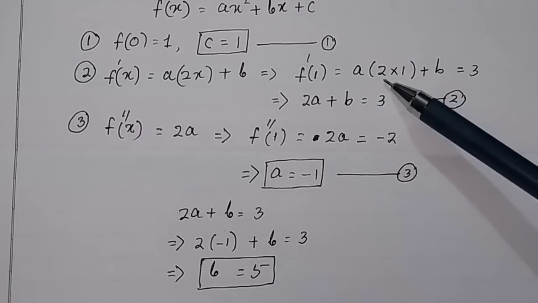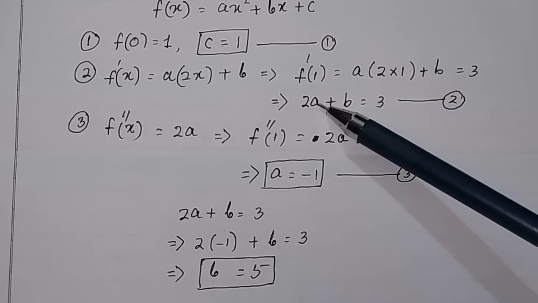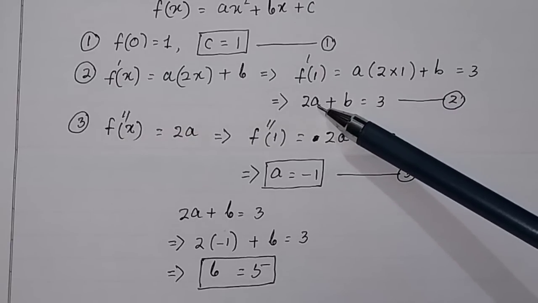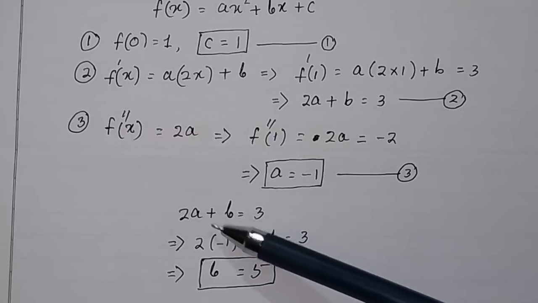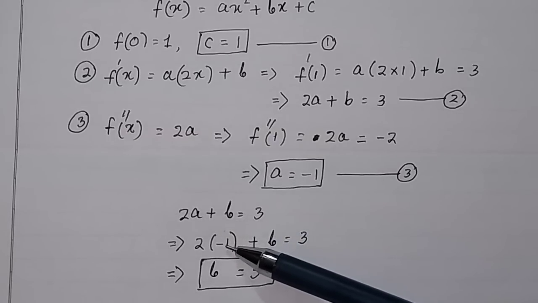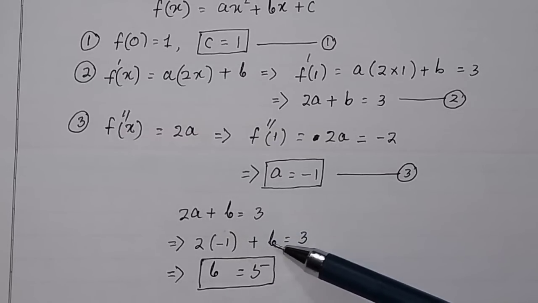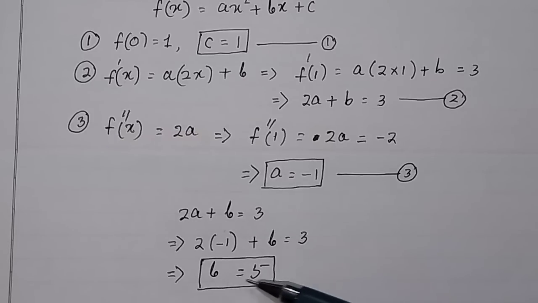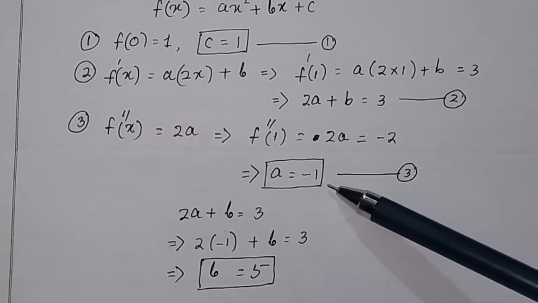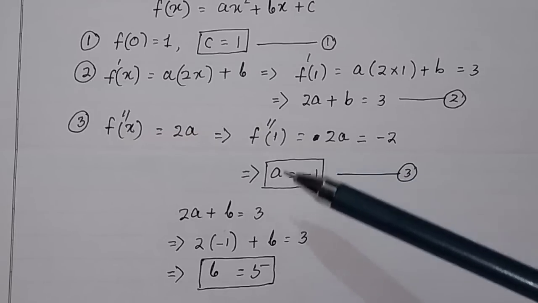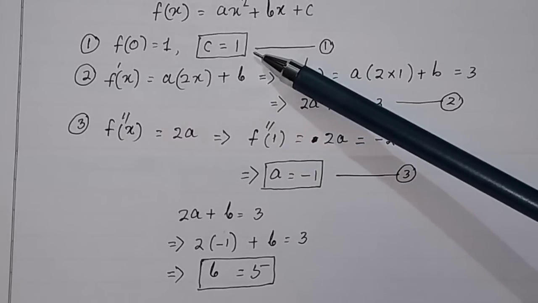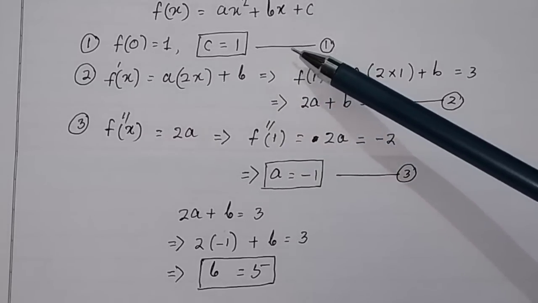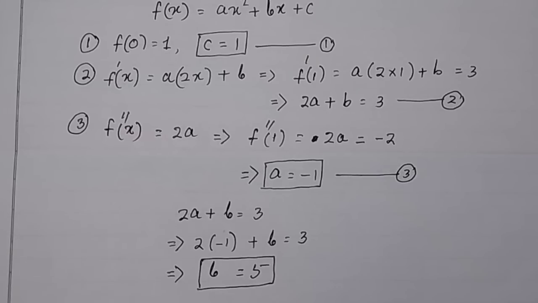Now put the value of a in equation 2. 2a + b is equal to 3. Put a equal to minus 1. So 2 into minus 1 plus b equal to 3. So b equal to 5. In this way you can find the value of a, that is equal to minus 1, the value of b equal to 5, and the value of c equal to 1. So you can find the value of f(x).